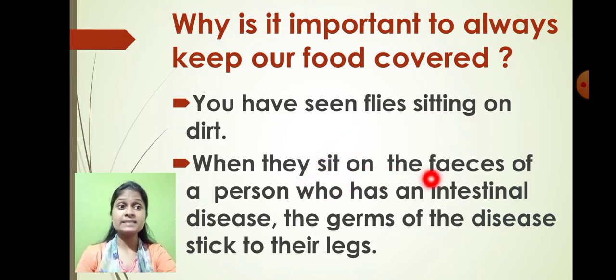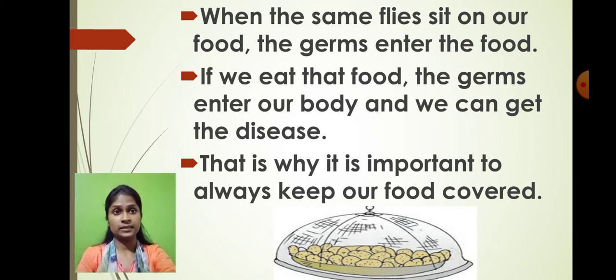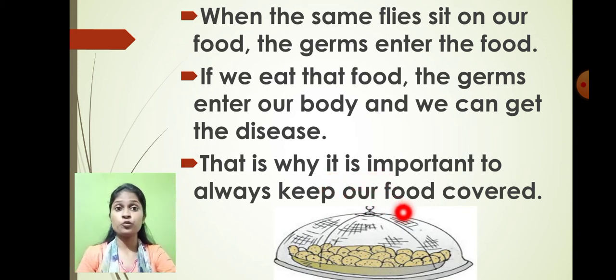So when these flies sit on the feces of a person who has an intestinal disease, the germs of the disease stick on their legs. Is that clear? So when the flies sit on the food material, the germs present on their legs get transferred to the food. As you can see over here, when the same flies sit on the food, the germs will enter the food. And if we eat that food, the germs may enter our body and we can also get the disease. So that is why, students, always remember that it is important to keep our food always covered.